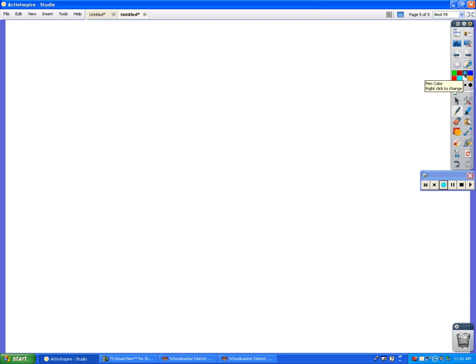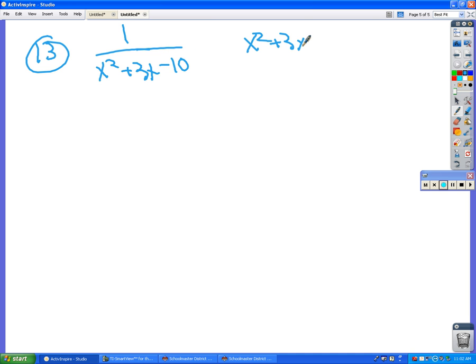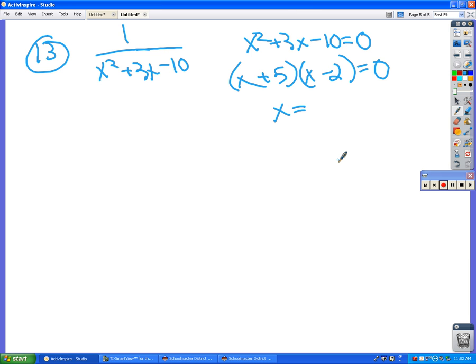Okay, and then we get into the fun ones we were working on yesterday. I couldn't do number 13, but I did the rest. So what do I have to do here? Set the bottom equal to 0. What can I factor it into? Okay, so I have 2 discontinuities in this graph at x equals -5 and positive 2. Are they removable? No.